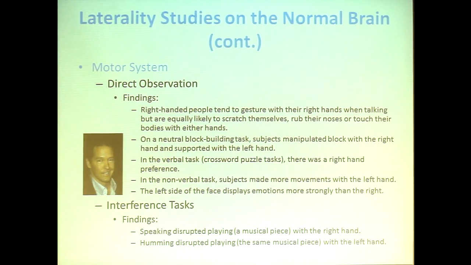Then with interference tasks, what they did there is they got musicians, I thought it was quite clever, to learn certain musical pieces where they have to use both hands equally. And then they got them to either hum or to speak while they are busy playing that piece. What they found is that speaking disrupted the playing of a musical instrument with the right hand, and humming disrupted playing the same musical instrument with the left hand. So when they spoke, their right hand faltered. When they hummed, the left hand faltered.